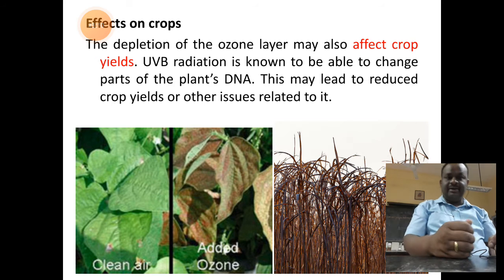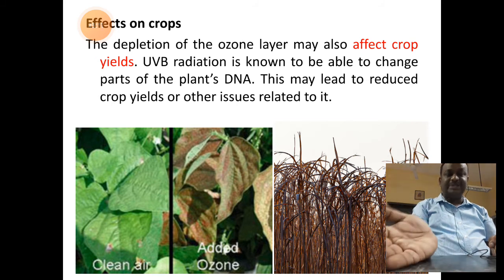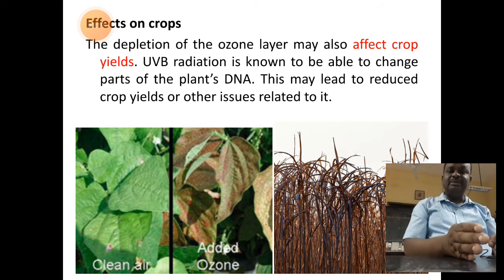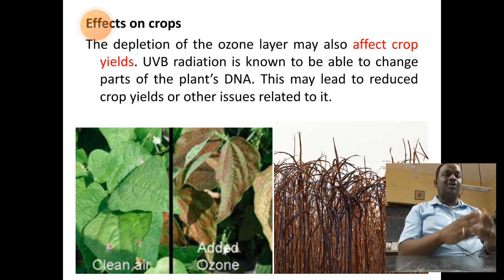So, you can see here in the picture how the clean air would be facilitating good growth of plants towards the left side of the diagram, and in the middle how ozone is affecting the plants, and towards the right side, how exactly the total damage for the crop is seen.